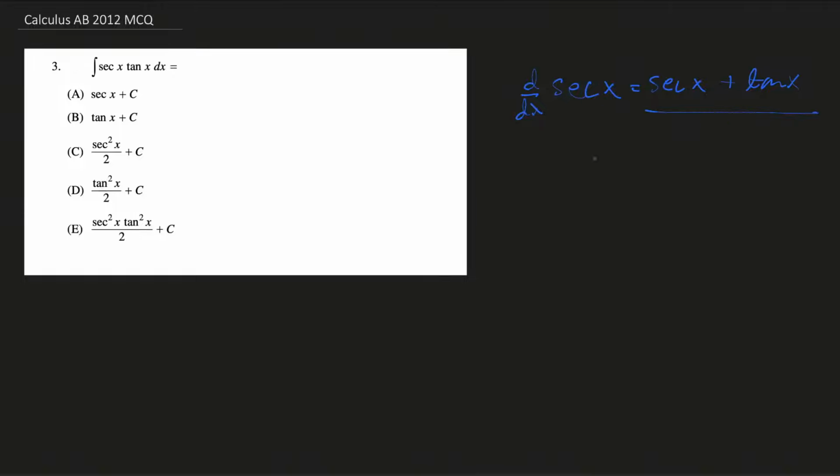So because of that, we know for a fact that if the integral basically asks what's the antiderivative, so whose derivative is secant x tan x? Well, the derivative of secant of x gives me secant x tan x, and again we have the plus c for a constant because that just goes to 0. So number 3 is going to be A.